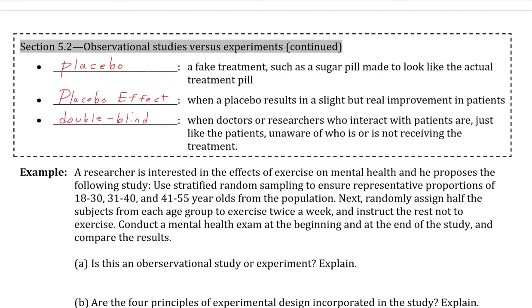Our last definition here is for double-blind, an extension of the previous blind definition. This is when doctors or researchers who interact with patients are, just like the patients, unaware of who is receiving the treatment. There can also be possible bias that can come in if the doctors are aware whether their patients are receiving the treatment or not. And so we try to minimize that by also making sure that they don't know who under their care is receiving the treatment. If they know and they have a personal connection, they could change who receives treatment.